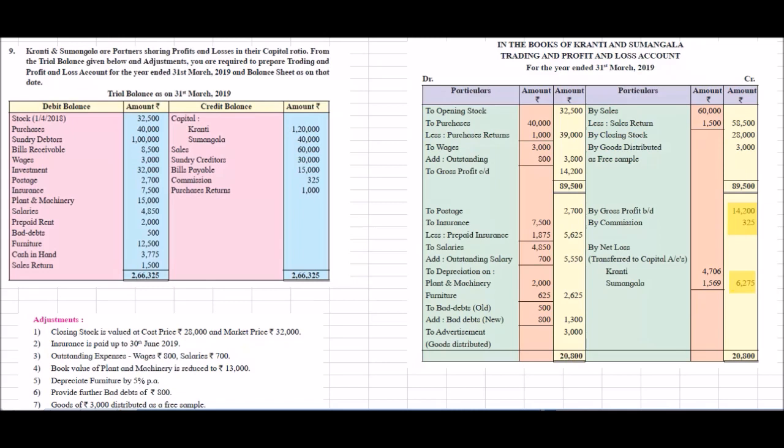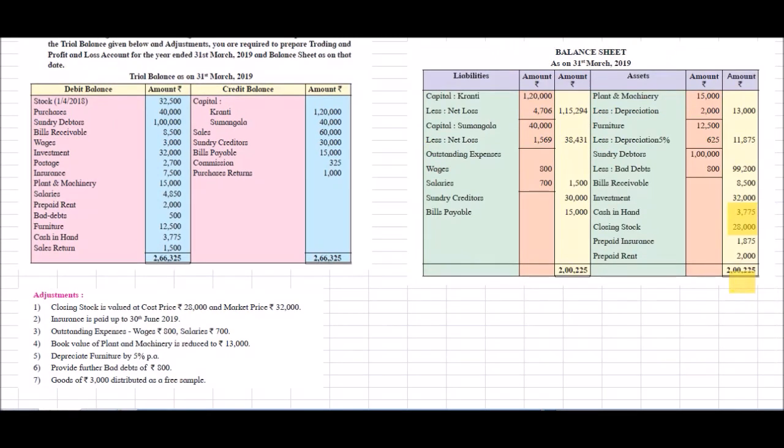So share the losses with both partners, like 4,706 rupees and 1,569 rupees. This amount will transfer to the capital account in the balance sheet. That net loss amount will transfer to the capital account on the liability side of the balance sheet.